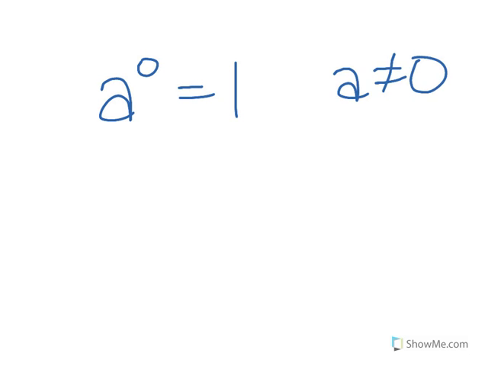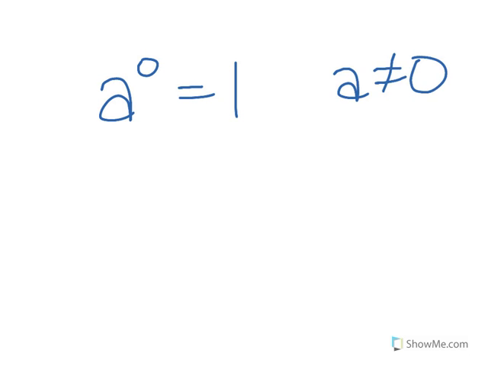Now that we've seen that pattern development, I think there are 3 rules I want to introduce to you before we start doing a whole lot of examples. The first rule comes directly from that pattern development, and that is that if we have a number raised to the 0 power, the result is going to be 1. The one exception to that is that a cannot be 0.